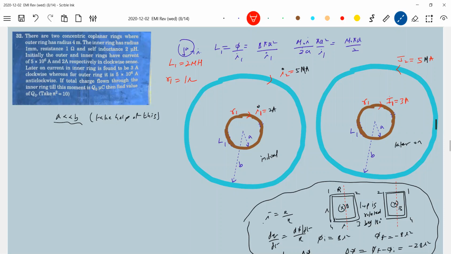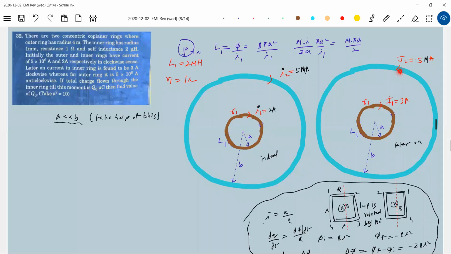Due to the current I2, it was 5 microampere. I'm going to change the direction of the current now. So initially it will link a flux. Tell me, what is the flux linking? What is the magnetic field at the center of the loop? Mu naught I2 by 2B.